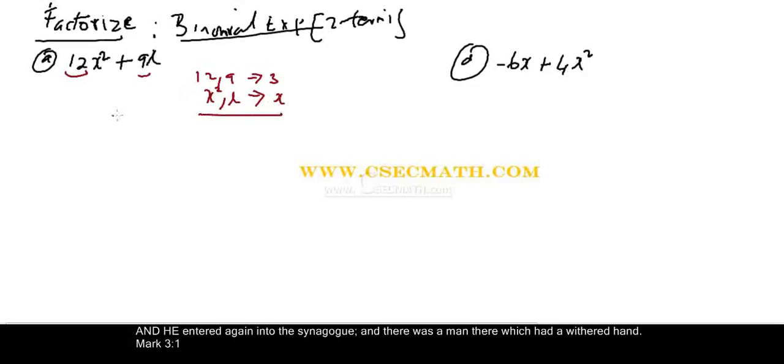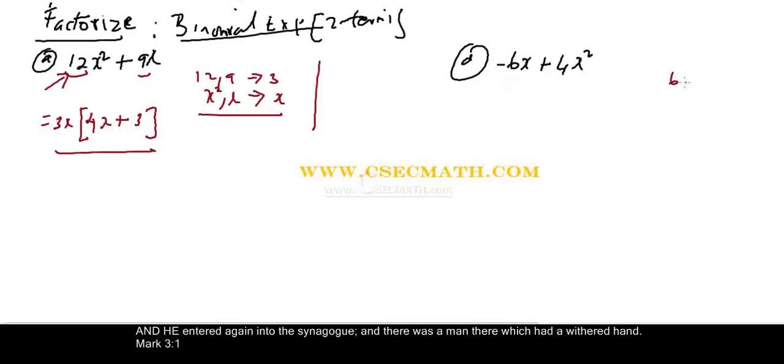So when we take 3x as a common factor, we will be able to represent 12x squared as 4x times 3x, because 4x times 3x gives us 12x squared, and then 9x can be represented as 3 times 3x, because 3 times 3x gives us 9x. So that would be the solution for this question.